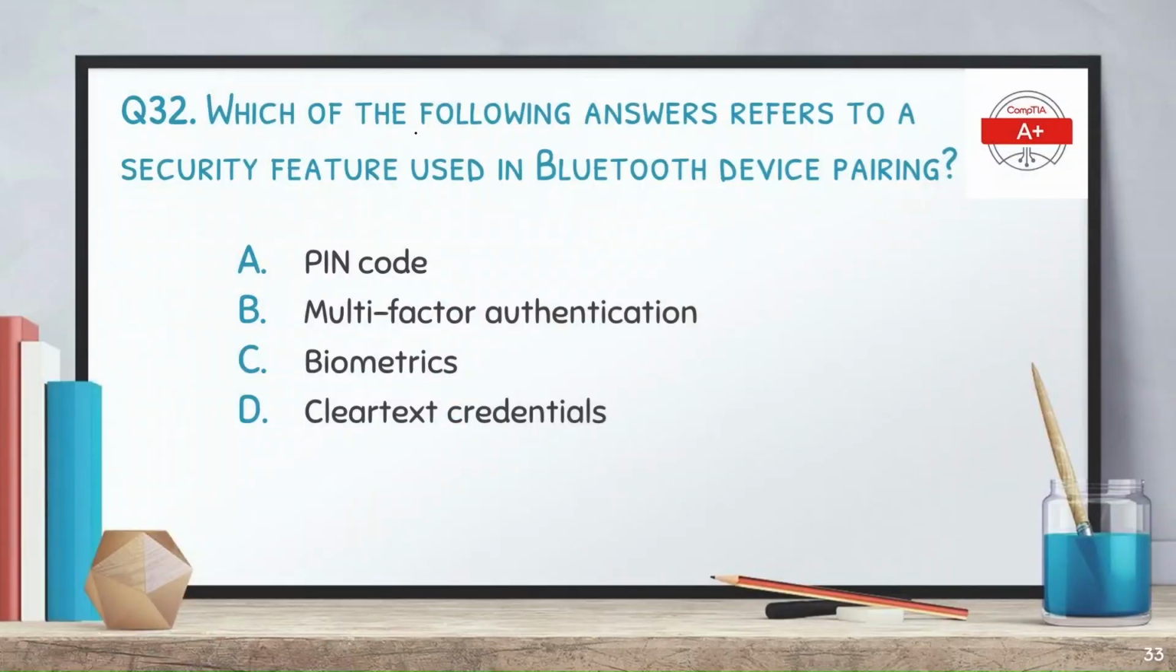Question number 32 is that which of the following answers refers to a security feature used in Bluetooth device pairing? The options are A, PIN code, B, multi-factor authentication, C, biometric, and D, clear text credentials. And the correct option is PIN code. So PIN code is the numeric code that you enter when you pair with another device. This is basically a security feature.